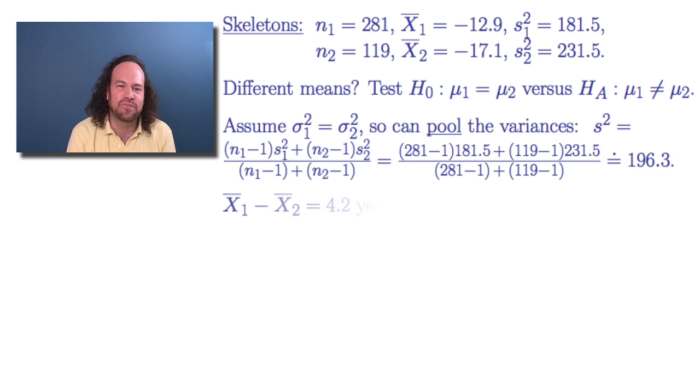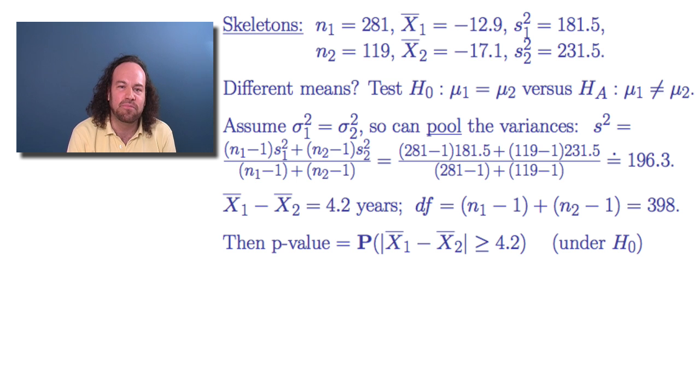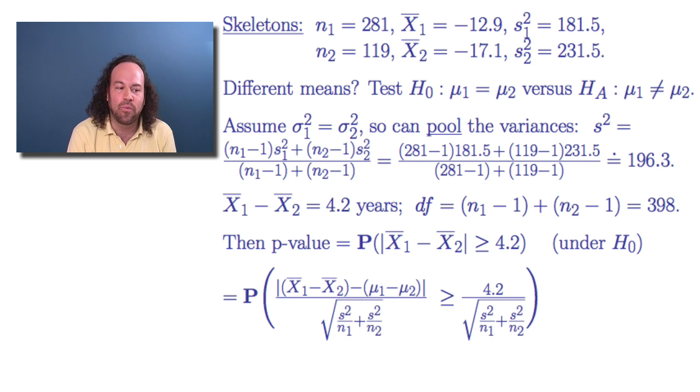Now, we knew that the observed difference in the means was 4.2 years, and now the number of degrees of freedom is just n1 minus 1 plus n2 minus 1, which is equal to 398. So now we know how to compute a p-value, and indeed the p-value should be the probability, once again, that the observed sample difference would be at least as big as the 4.2 that we got. And again, we can subtract and divide and say it should be the same as this other quantity being bigger than or equal to 4.2 divided by the square root of that sample variance.